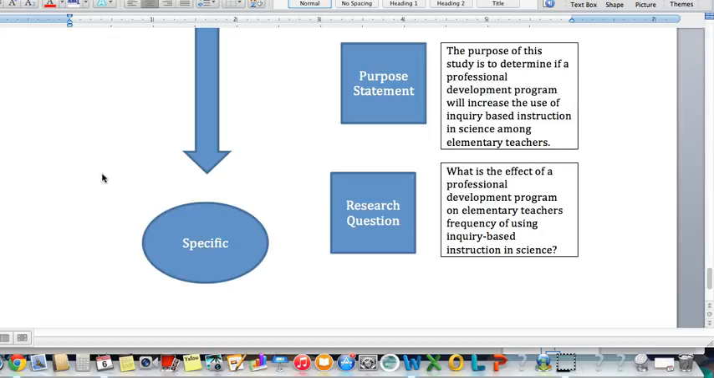I hope this helps clarify the differences between a problem, purpose statement, and research question.